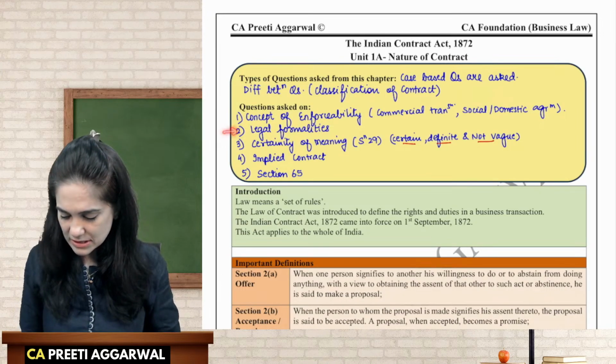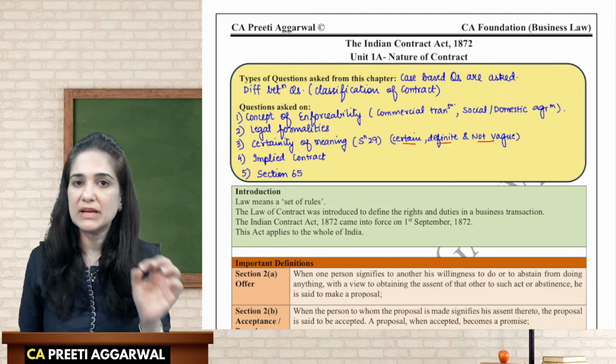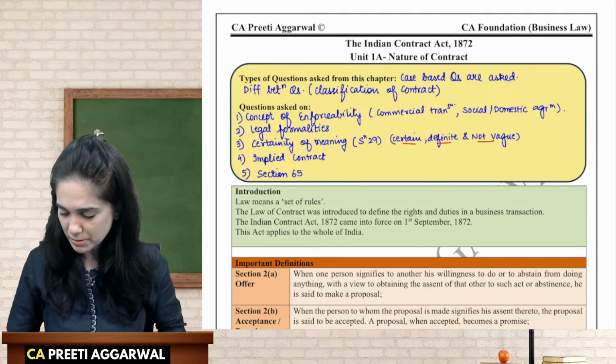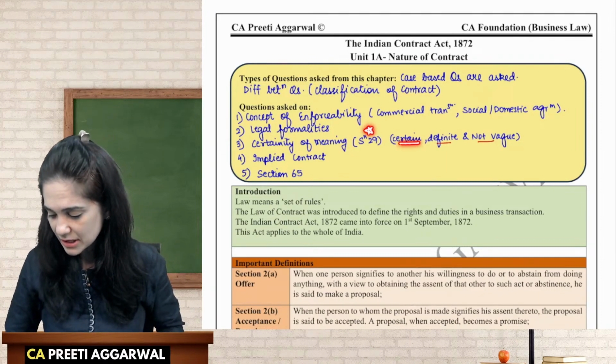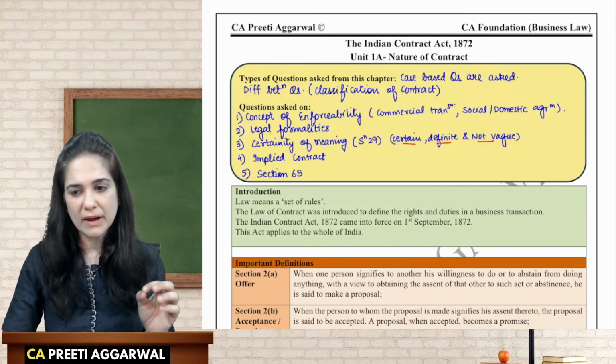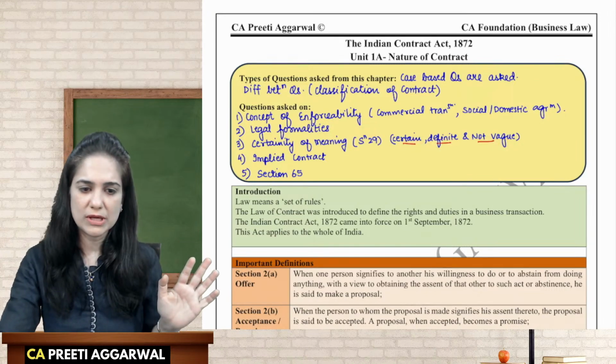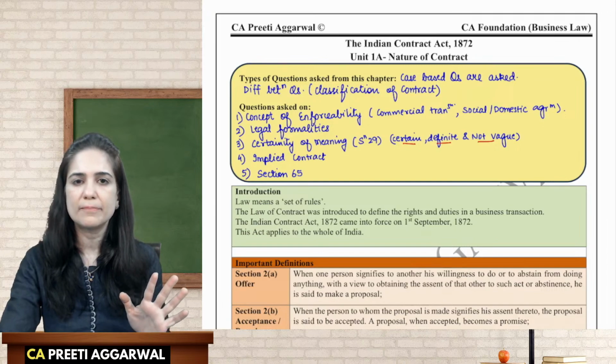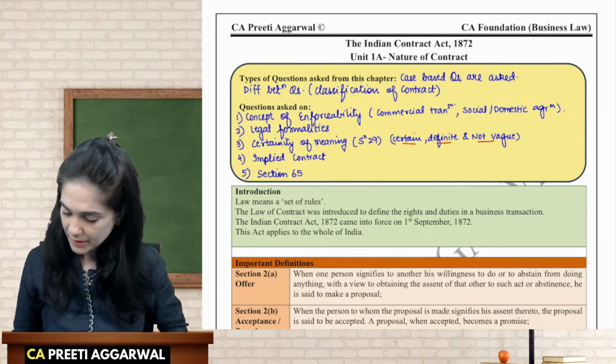Legal formalities, certainty of meaning, it is one of the elements, section 29. So you need to remember the section numbers, and these are the key words which you are expected to write in the exam. Okay, तो ये key words हैं जो आपको आपके आंसर में लिखने ही चाहिए.